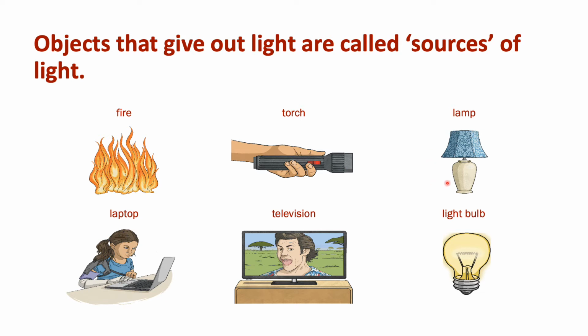Torch, lamp, laptop, television. The light is being emitted from the television. Light is being emitted from the screen of the computer. Light bulb. So we are able to see the light coming from these sources. Okay, so these are some of the examples of sources of light.